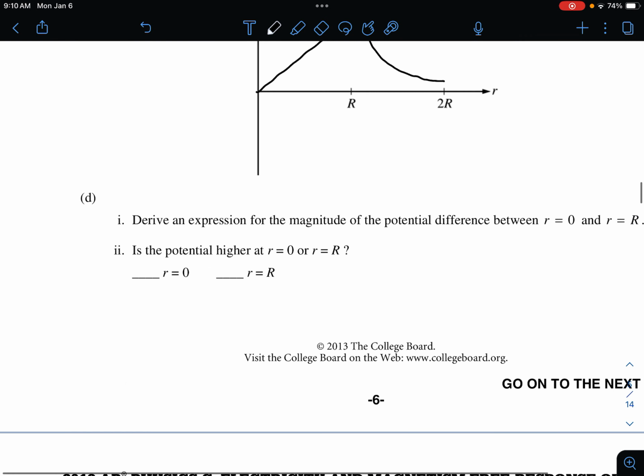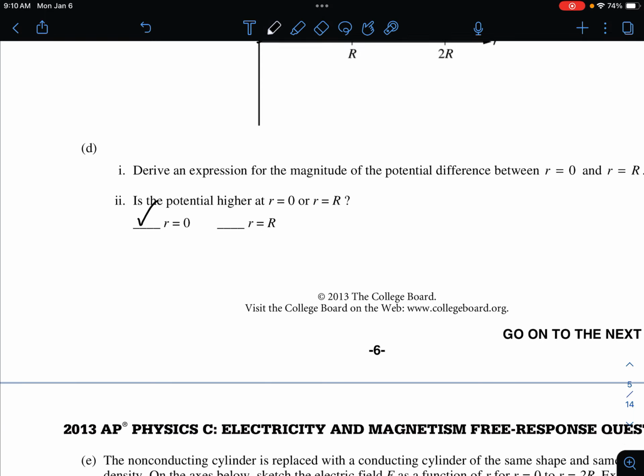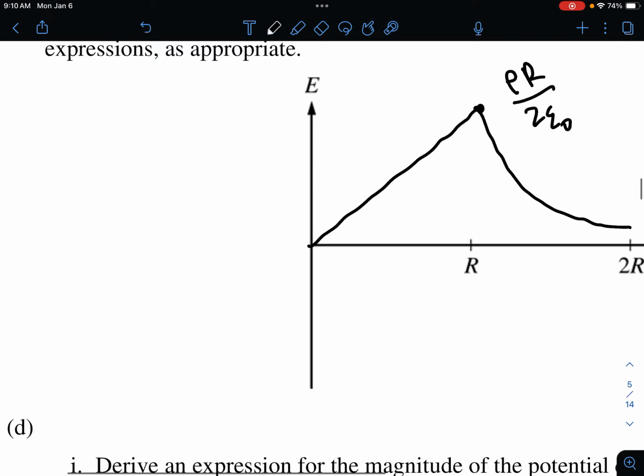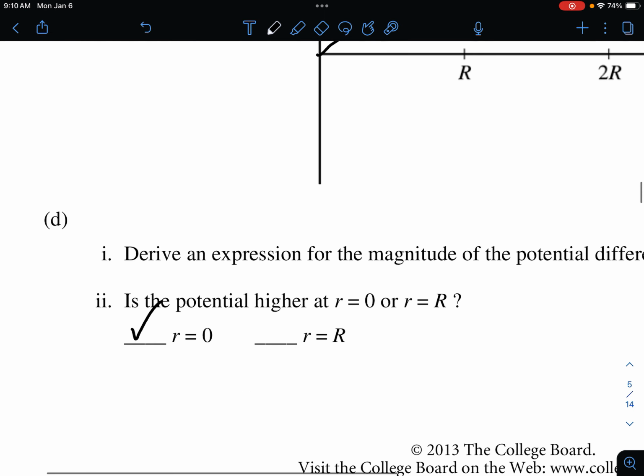It's actually higher at r equals 0. Here's why. So think about this. Now obviously it's a solid, so it's not going to quite work like this, but if you had an electric field that got bigger as you got closer to R, what you're going to find is that if you put a positive charge at the middle, at r equals 0, it's going to go to the outer rim, right? Because there's a bunch of electric field pointing radially outward, so it's going to follow that.